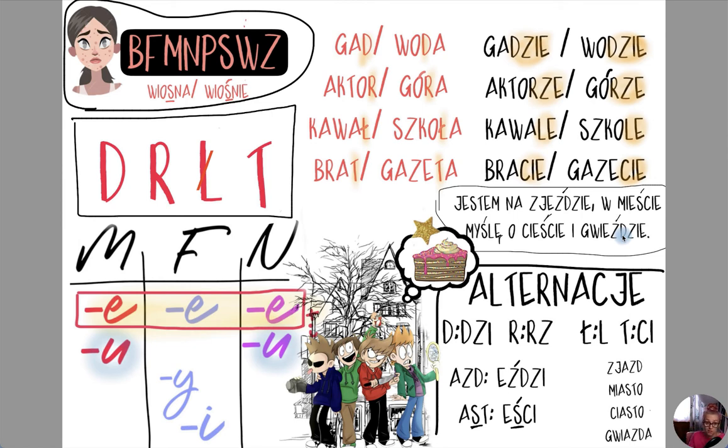Four words. Nothing more at this stage. You don't need to know anything more, even at the upper intermediate level. These four sort you out for a long, long time. So, zjazd, miasto, ciasto, gwiazda. When you come across these four nouns, you know that just looking at the last consonant is not enough. You know that they belong to the crazy sentence. I'm at the convention, I'm at the reunion in a city. I'm thinking about a cake and a star. Jestem na zjeździe w mieście. Myślę o cieście i gwieździe.